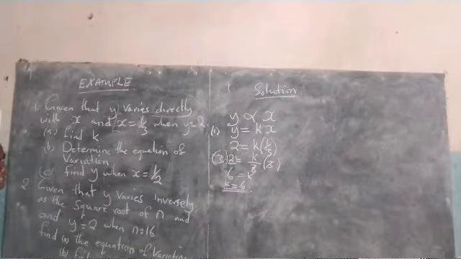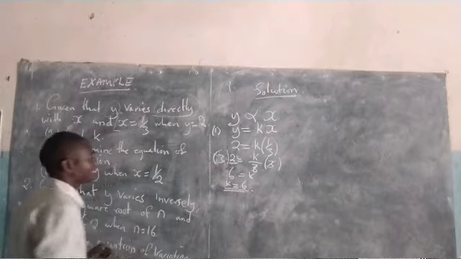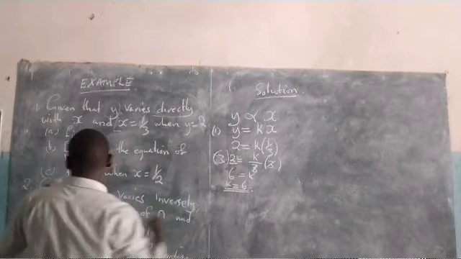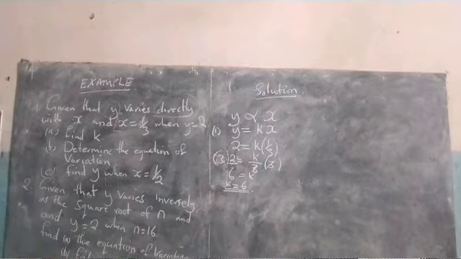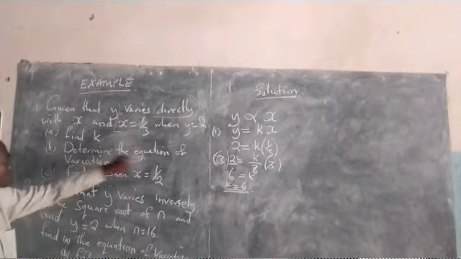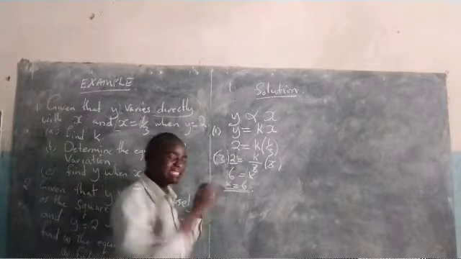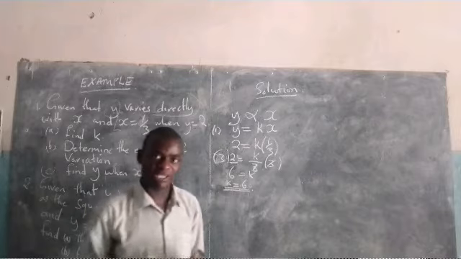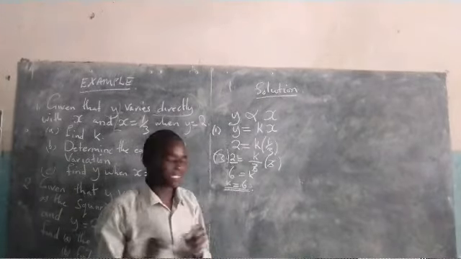Okay? So this is how you find the constant k. This one, the missing figure. Part B says determine the equation of variation. This is the constant of variation. It is not the equation of variation. It is a constant of variation.